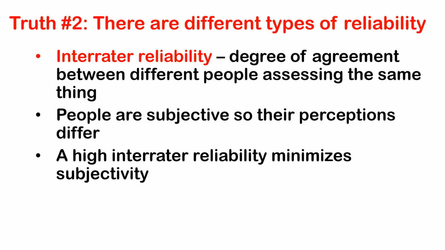People are subjective, so their perceptions differ. So, a high inter-rater reliability minimizes subjectivity. Therefore, if you're using an observation tool, look for one that has a high inter-rater reliability.